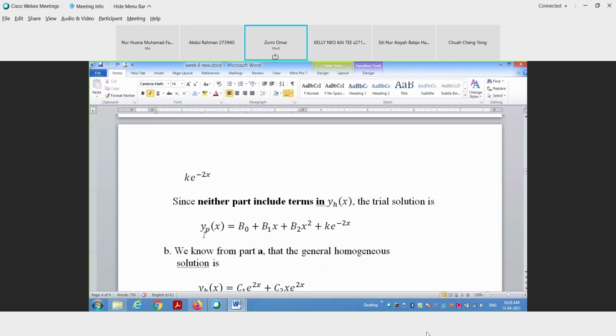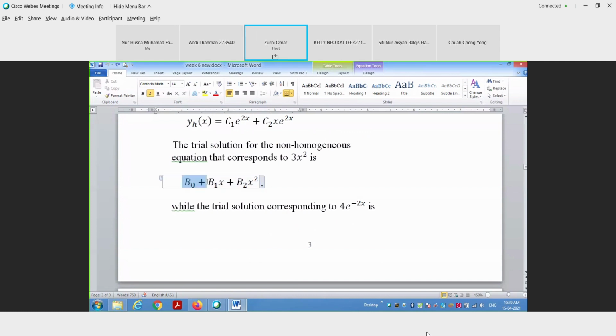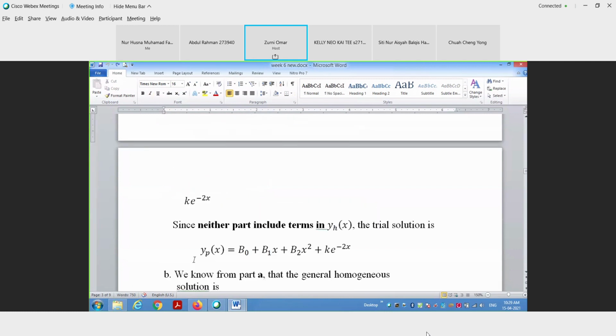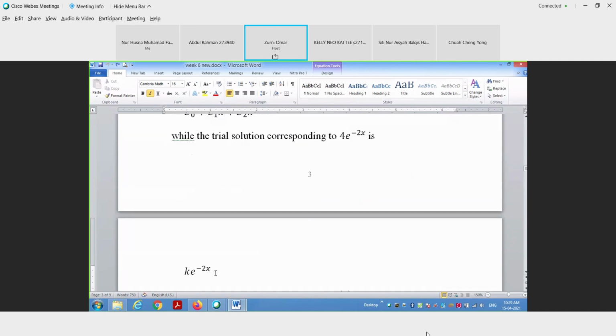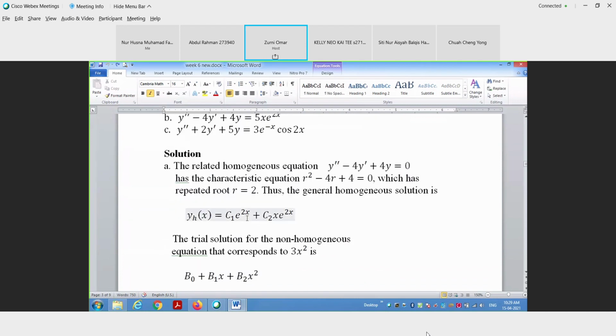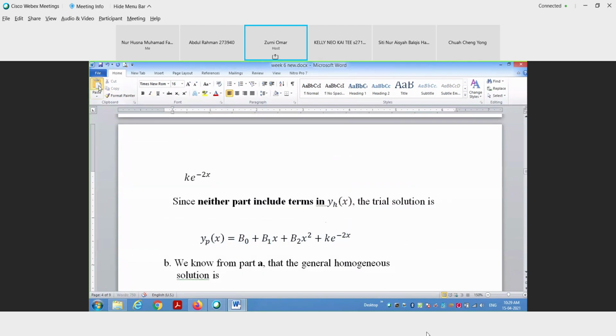So YP now equals B0 + B1x + B2x squared, and then plus k e^(-2x). So this is your YP, right? Next step, you need to compare each term in YP with each term in YH. So I bring this here so that it's easier for us to compare YH and YP.